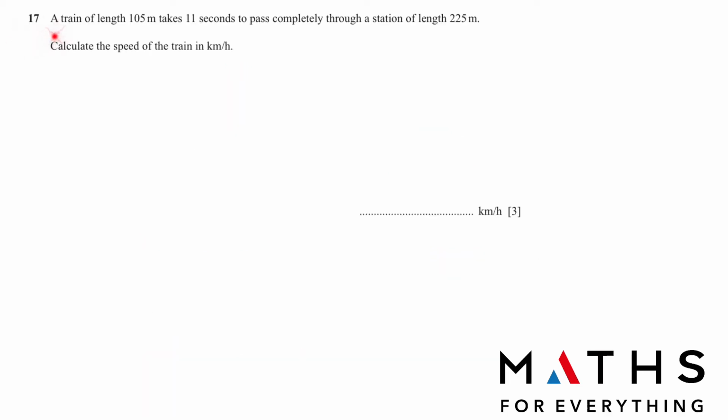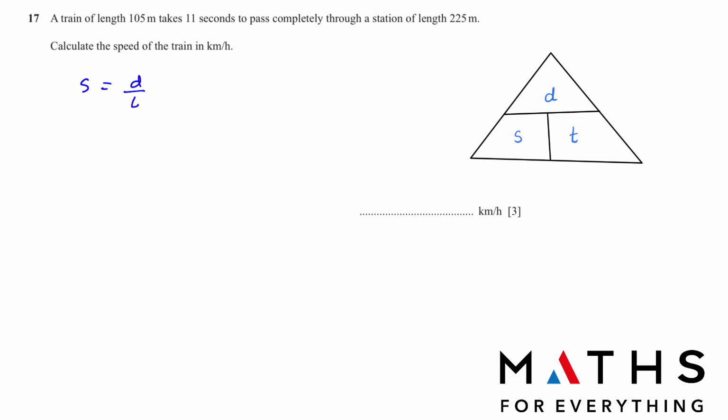Question number 17. A train of length 105 meter takes 11 seconds to pass completely through a station of length 225 meters. Calculate the speed of the train in kilometer per hour. Whenever we want to find distance, speed or time, this is the triangle we use. We have the distance and the time. We need to find the speed. So speed is equal to distance divided by time. We just cover this part. So speed is equal to distance over time.